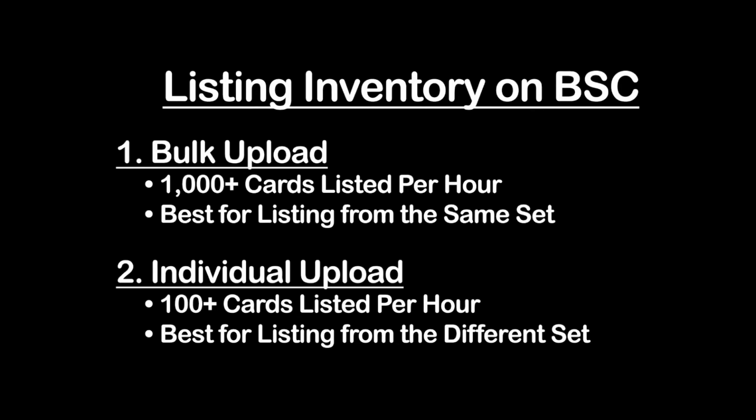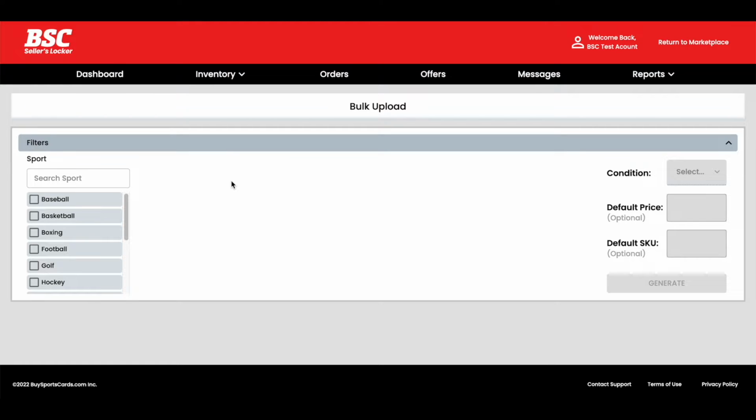The second option is going to be individual upload. We typically see that this is about 100 cards listed per hour for sellers. This is often the best option when you're listing many cards from different sets. To start, we're going to walk through the bulk upload tool.